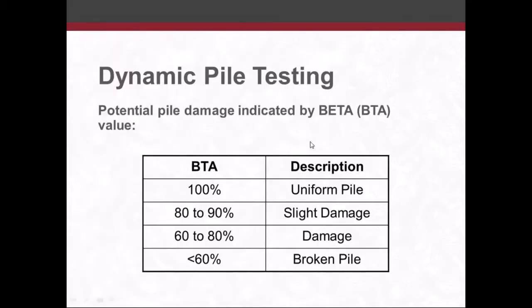And here's the beta values I was talking about. So 100%, if the beta value is 100%, it's a uniform pile. Slight damage is 80 to 90, damage is 60 to 80, and less than 60 is broken. And so if there is potential damage in the pile, that needs to be evaluated by the designer to determine what should be done next for the project.